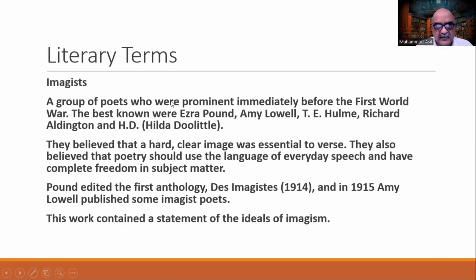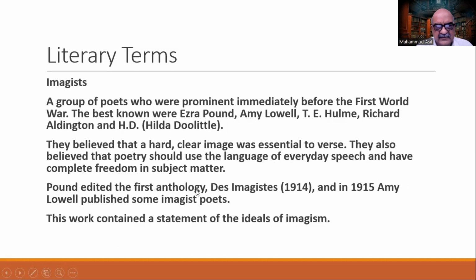Imagists: a group of poets who were prominent immediately before the First World War. The best known were Ezra Pound, T.E. Hulme, Richard Aldington, and H.D., Hilda Doolittle. They believed that a hard, clear image was essential to poetry. They also believed that poetry should use the language of everyday speech and have complete freedom in subject matter.